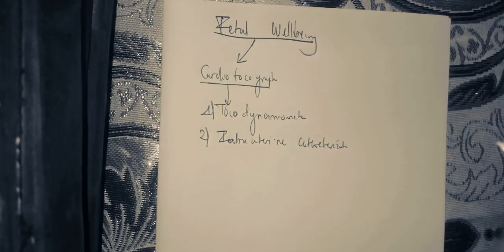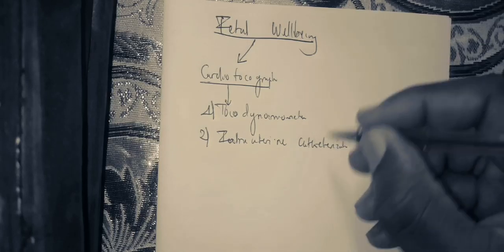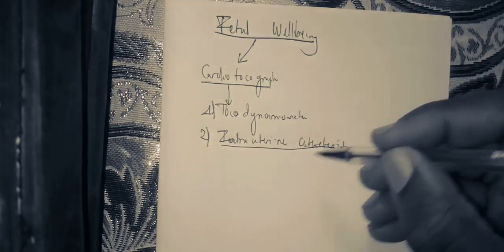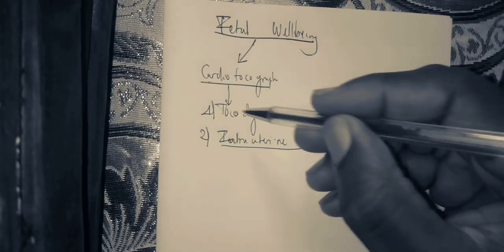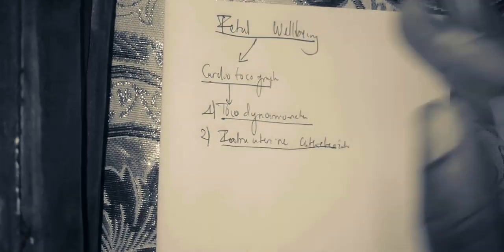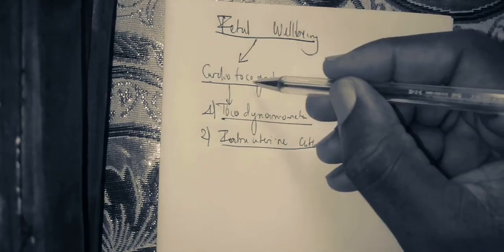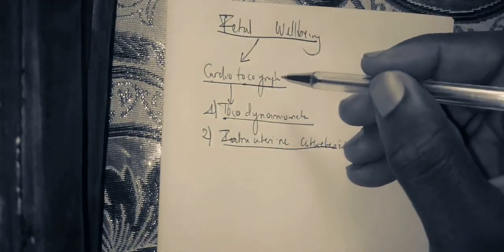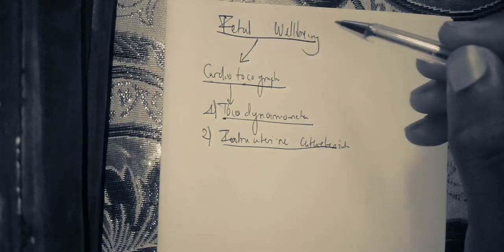Is it clear? The difference between both of them is that the intrauterine catheterization can measure the intensity of labor, while the tocodynamometer cannot measure intensity. But apart from that, there are other elements it measures. So you use the cardiotocogram in order to visualize fetal well-being.